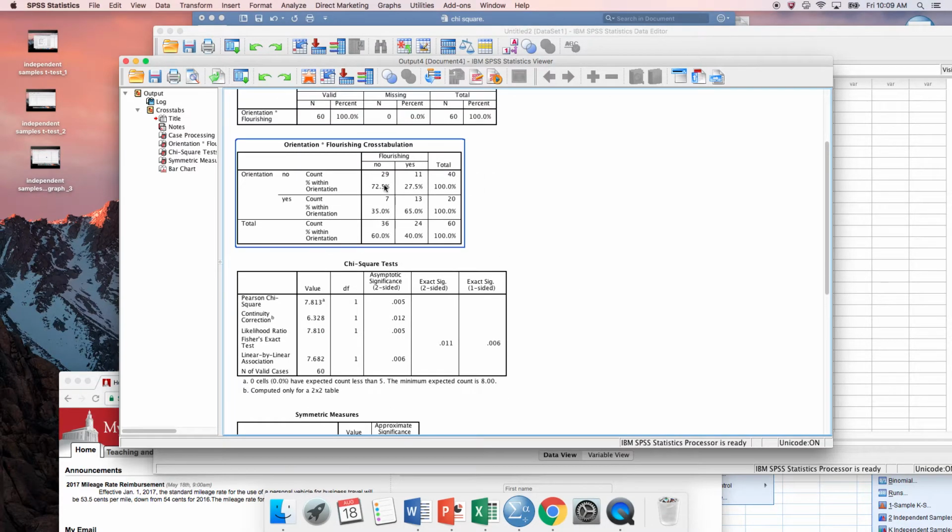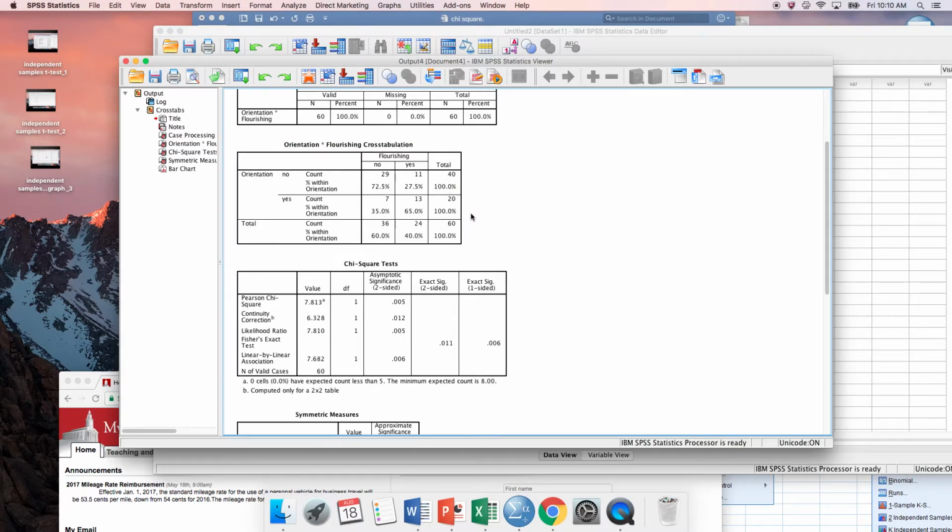Okay. Within the crosstab, we see orientation is on the row and flourishing is on the column. Again, we could have put them in the opposite order if it's easier or more intuitive to see it the other way around. Notice that of the 40 people who didn't attend an orientation, 29 of them said that they were not flourishing and 11 said that they were. In percentages, 72% of those individuals reported that they were not flourishing and 27% reported that they were.